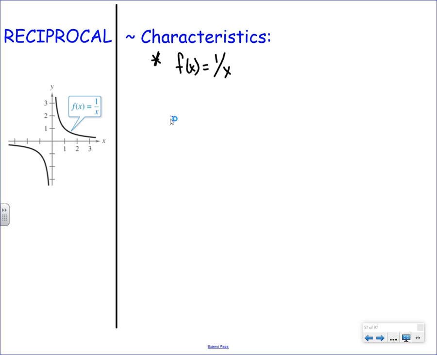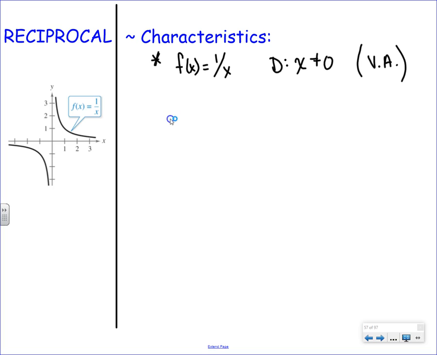Yes, there are two different asymptotes. Let's first of all talk about the domain. What can x not equal? X cannot equal 0 because of the denominator. And more specifically, what's going on at 0? Remember, vertical line, x equals 0. There's a vertical asymptote.